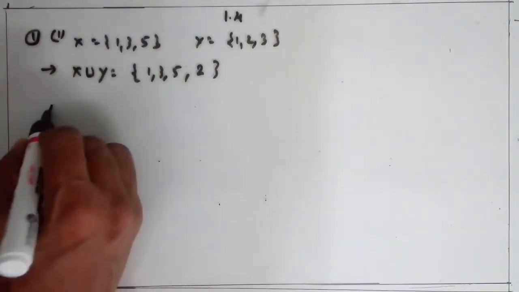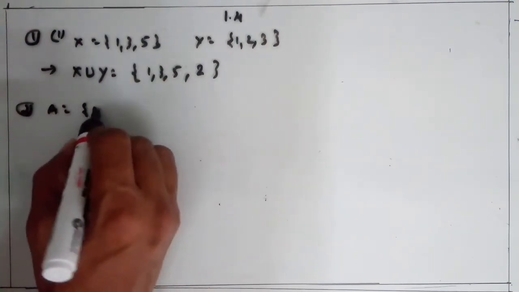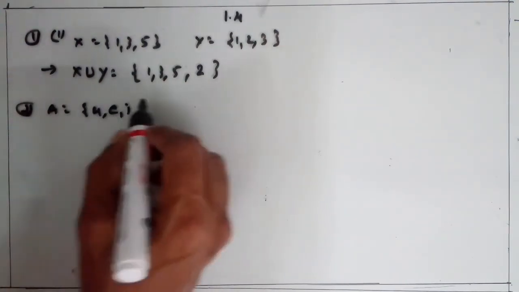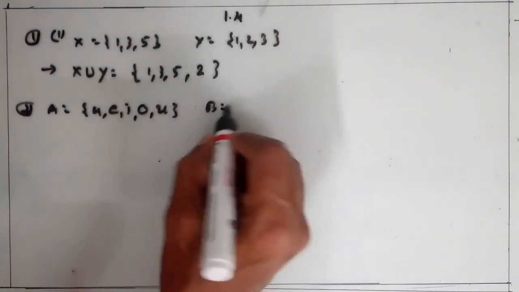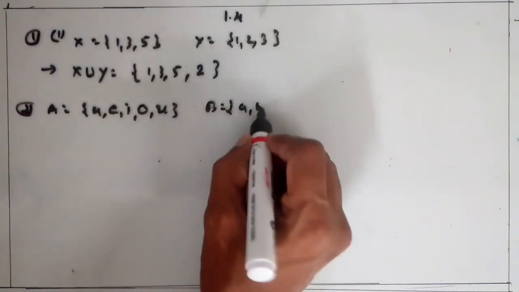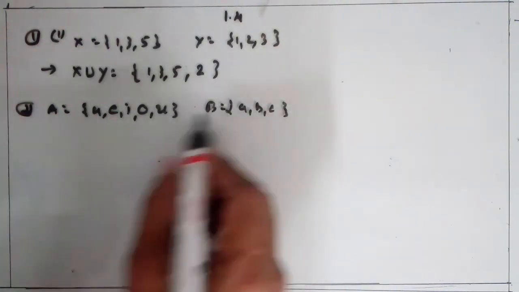Similarly, we are able to solve the remaining questions. In the second, given A is equal to {a, e, i, o, u}, and set B is equal to {a, b, c}. Think how to get the union of A and B.